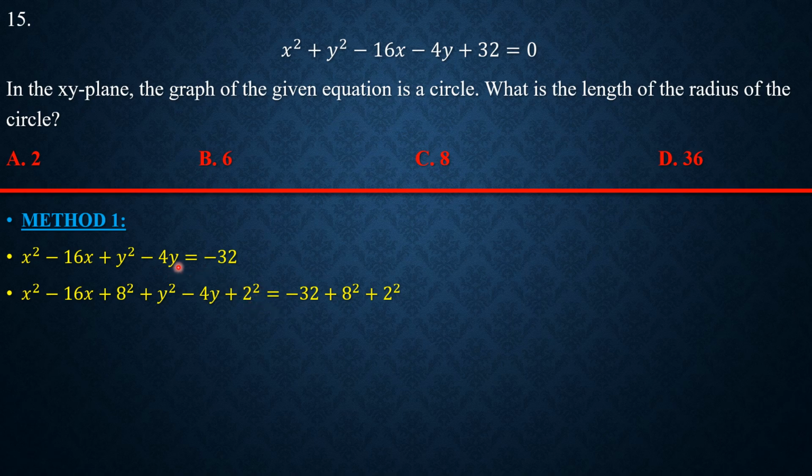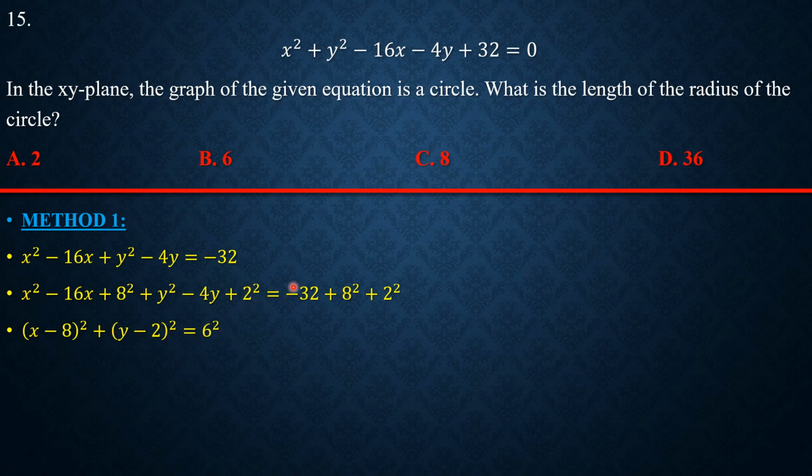Remember that I'm adding this 2 squared and 8 squared, so I'm also going to do the same on the other side of the equation. I'm adding 8 squared plus 2 squared too, right? So that I keep everything unchanged. So what you notice is that these first three terms, x squared minus 16x plus 8 squared, form a perfect square, which is x minus 8, that squared, plus these three terms also form a perfect square. So you have y minus 2, that squared.